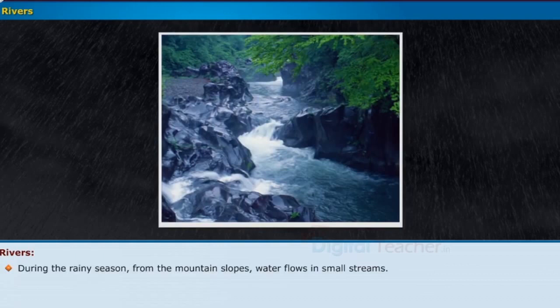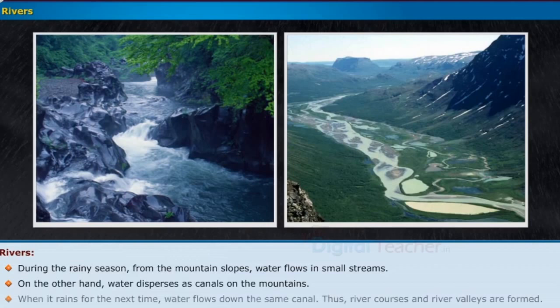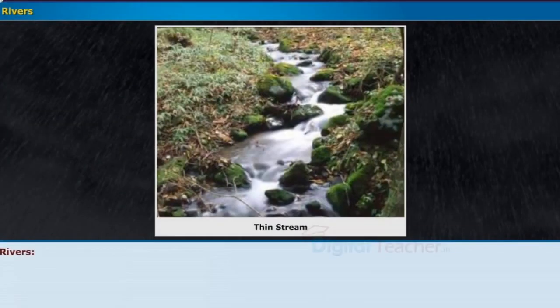During the rainy season, water flows in small streams from the mountain slopes. On the other hand, water disperses as canals on the mountains. When it rains the next time, water flows down the same canal. Thus, river courses and river valleys are formed. Let us learn how a stream turns into a broad river, the transformation of a stream into a broad river.